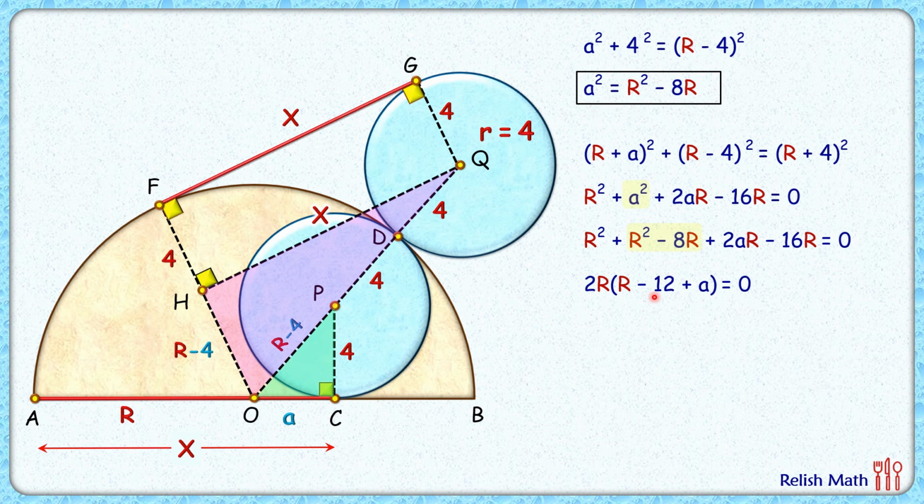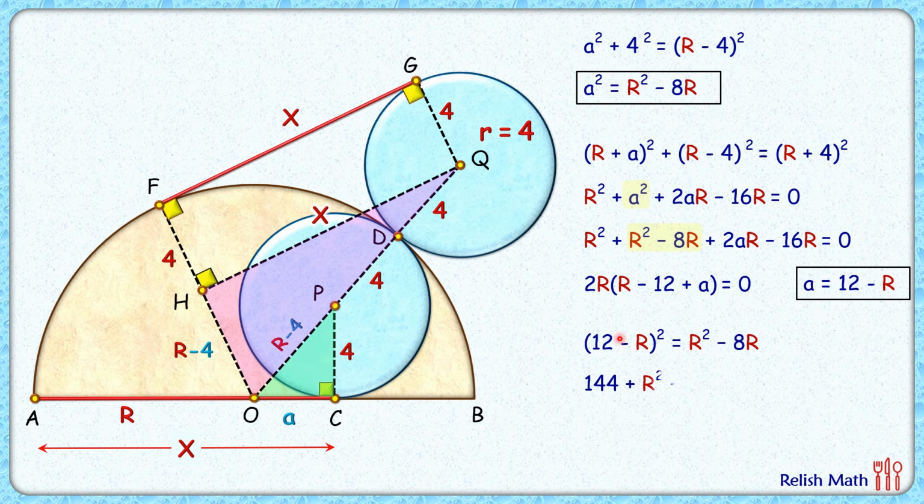Now this equation's LHS can be 0 if and only if r minus 12 plus a is 0, or a is 12 minus r. Now again putting this value of a as 12 minus r in this first equation, we get (12 minus r) whole square is r square minus 8r. Opening the bracket on LHS and simplifying it, r square on both sides gets cancelled and we get 16r is 144. Solving it, we get r as 9 centimeter and that's our answer.